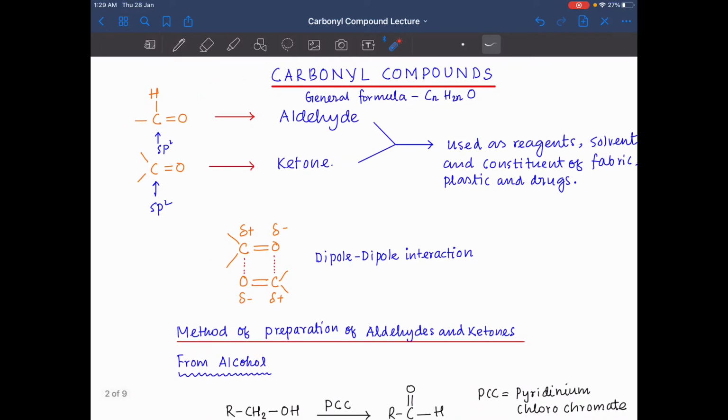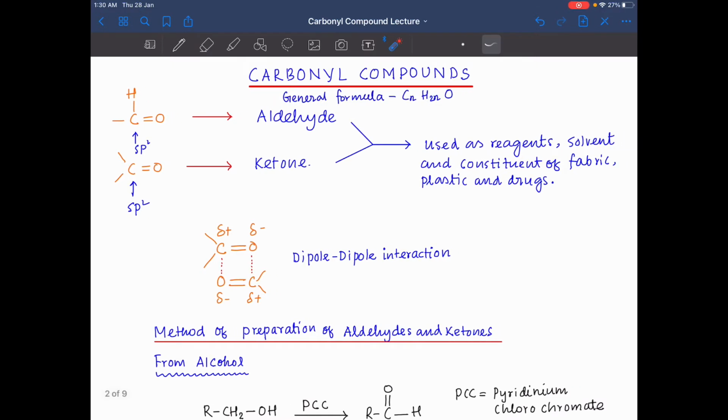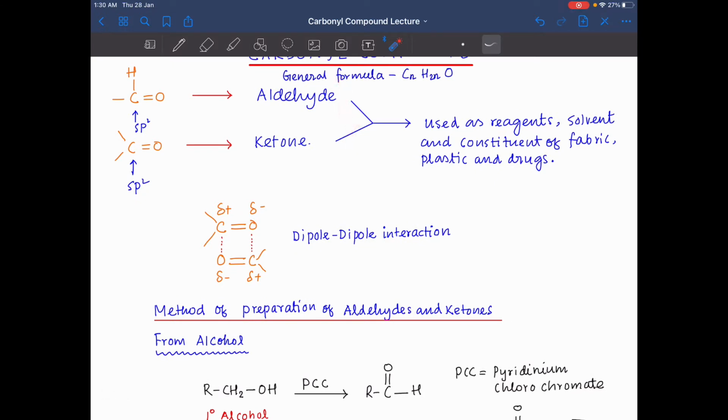There are two types of carbonyl compounds. We can classify them into two types, that is aldehyde and ketone. Aldehyde contains the CHO functional group and ketone contains the CO functional group. We can see that in the case of aldehyde there is a free hydrogen, but in the case of ketone there is no free hydrogen. Based on this difference, ketone and aldehyde show some different properties. We'll see that later. Basically, aldehydes and ketones are used as reagents, solvents and constituents of various fabrics, plastics and drugs.